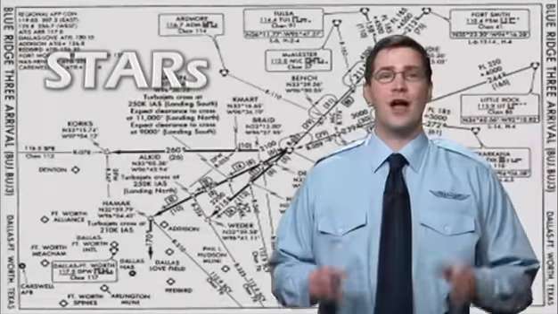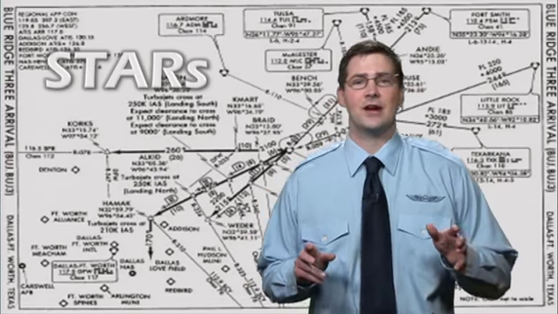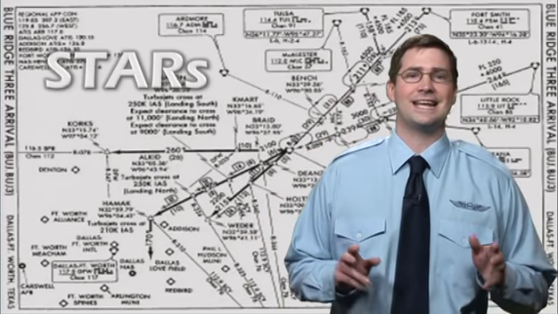Let's study the stars. No, not Hollywood stars, but the aviation kind. These stars are not the twinkly kind you find in the night sky, but rather they are the standard terminal arrival routes, or STARs for short. Pilots and ATC recommend these to improve the orderly flow of incoming traffic. The approach and arrival phase of instrument flight is where all your skills and training come together as you approach the destination airport and land.